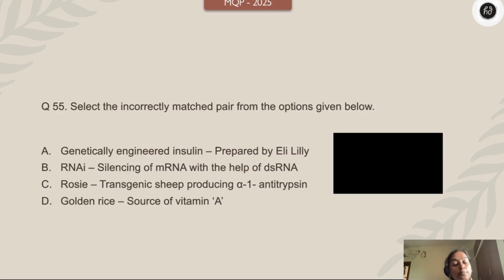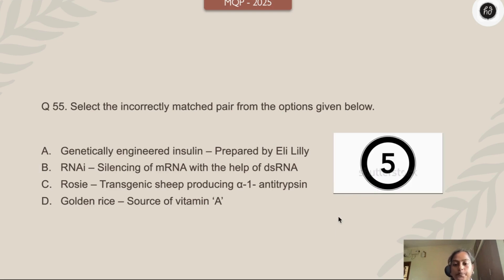Select the incorrectly matched pair from the options given below. Genetically engineered insulin, prepared by Eli Lilly. RNAi, silencing of mRNA with the help of dsRNA, double-stranded RNA. Rosie, transgenic sheep introduced alpha-1 antitrypsin. Golden rice, source of vitamin A. Your time starts 3, 2, 1 and you have to pick the wrong one, the incorrectly matched one. Your time starts now. Come on kiddos, you can do it.